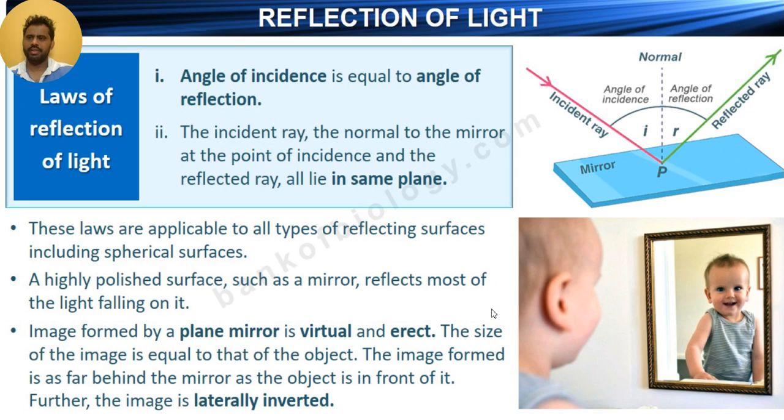Let us move ahead. So basically what is important here? The laws of reflection of light, which are two. The first thing it says is the angle of incidence is equal to the angle of reflection. Secondly, the incident ray, the normal to the mirror at the point of incidence, and the reflected ray all lie in the same plane. Now, since we are clear with the laws of reflection of light and the properties of the image formed in a mirror, let's move ahead.